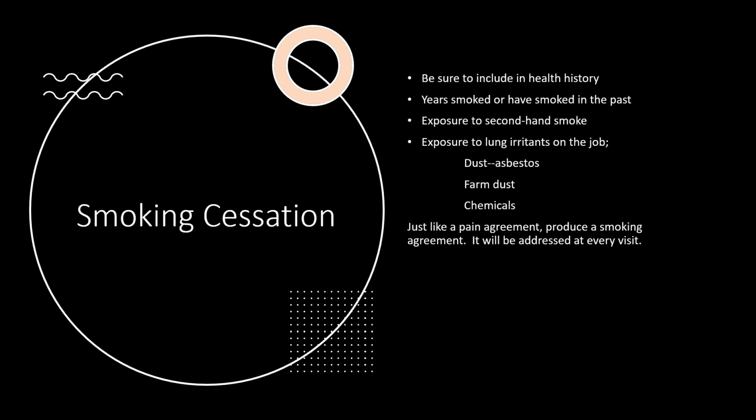And just like a pain agreement, produce a smoking agreement, and it will be addressed at every visit. And with that, they're going to have a goal in mind. These are the steps we're going to take to get to that goal. And you're going to revisit it every single visit until the goal is achieved. And then after that, come up with a new goal. I think with a person that's going to have COPD, the best intervention is going to be to remain off of oxygen as long as possible and increase that lung function.